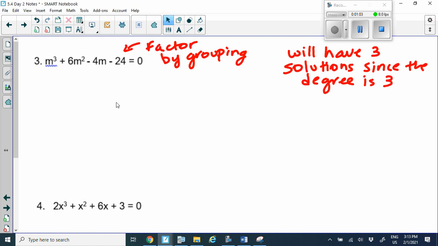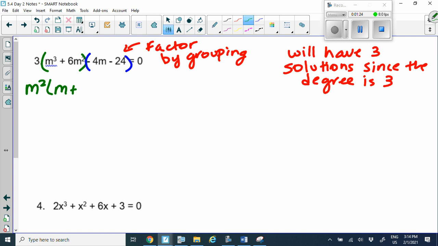So remember, factor by grouping, that means we take the first 2 terms and group that, and then we take the last 2 terms and group. Notice we have a minus in front of the 4m. That means we need to include it in our grouping. Okay, so the m cubed plus 6m squared, we see they have an m squared in common, so I'm left with m plus 6.